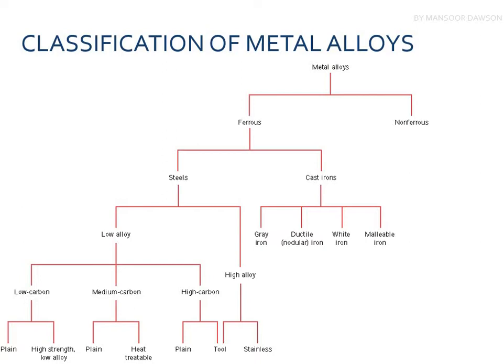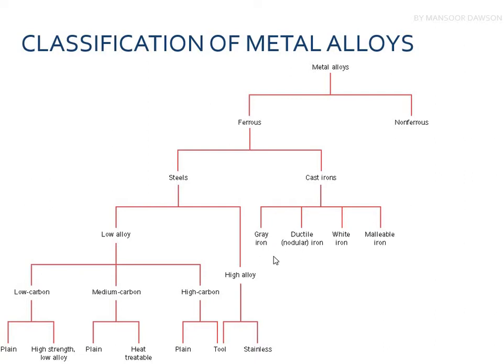Then in high carbon steels we have again plain carbon steel, which only has a high amount of carbon, and next we have tool steels, which have a high amount of tungsten and vanadium, which provides the strength to the high carbon steel. Then in high alloy steel, we have tool steels again, which are used in certain tools and dies, and then we have stainless steel, which has a high amount of chromium and nickel in it.